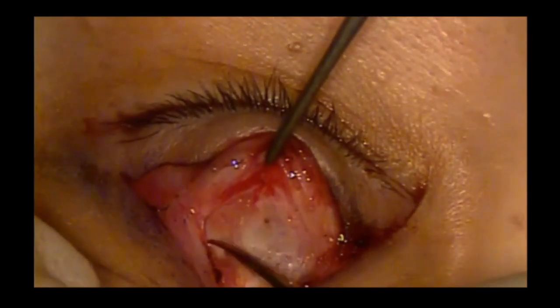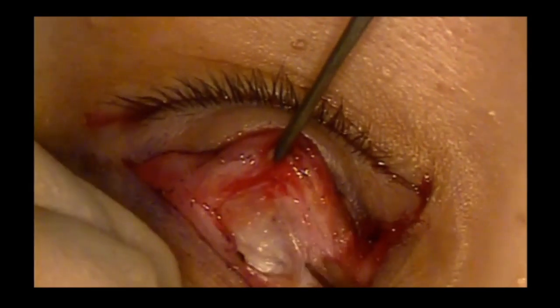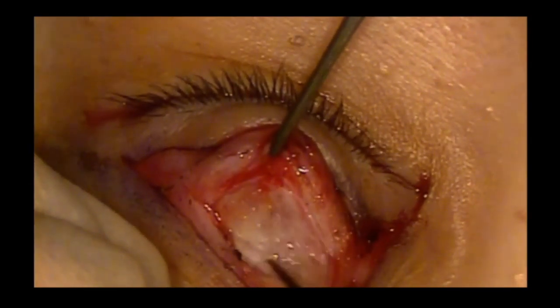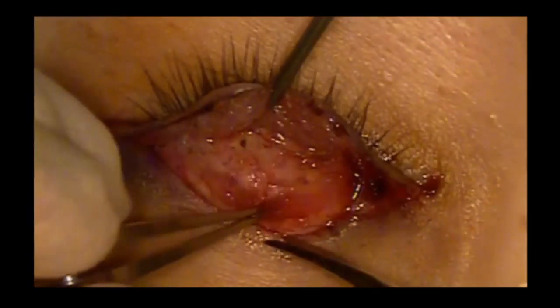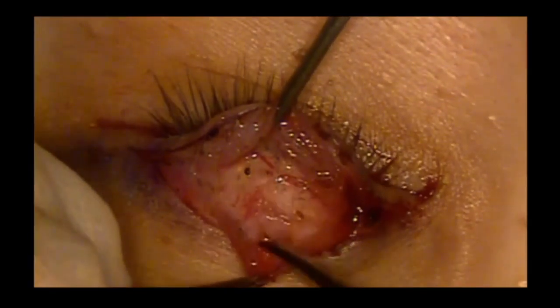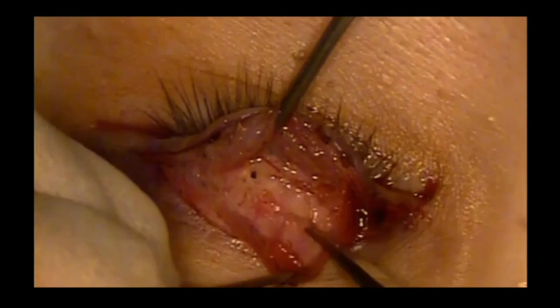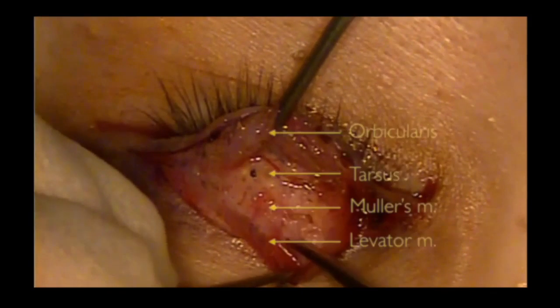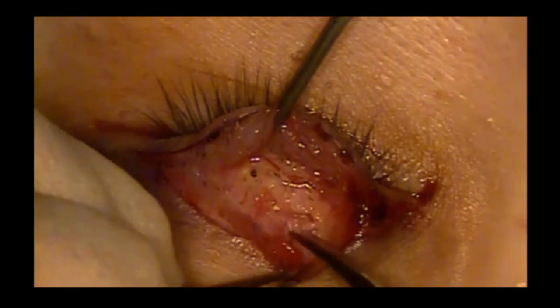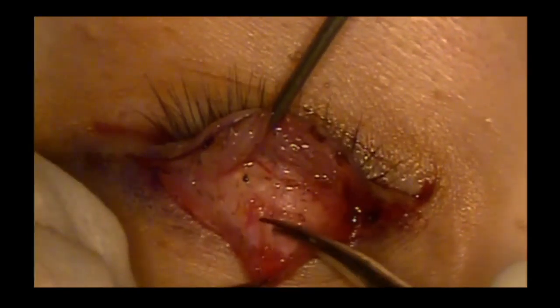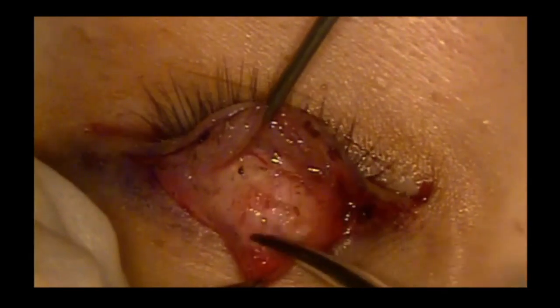So you can see here, we have gotten a very nice plane. The white band is already your levator aponeurosis. Once you have identified it, you can detach the levator muscle from the tarsus and the Mueller's muscle as seen in this still photo. So you can see here the orbicularis, tarsus, and levator muscle. Now, the amount of dissection will depend on the ptosis severity.